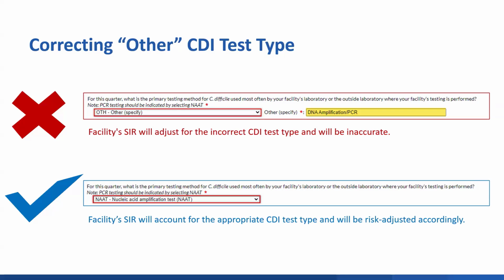So because this facility selected Other rather than NAT from the drop-down menu, the SIR calculated by the application will adjust for the incorrect CDI test type category and therefore will be inaccurate. Instead, we recommend selecting NAT from the drop-down menu, like you can see in the bottom screenshot. Doing this means that the SIR calculated in NHSN will account for the appropriate CDI test type and be risk adjusted accordingly.